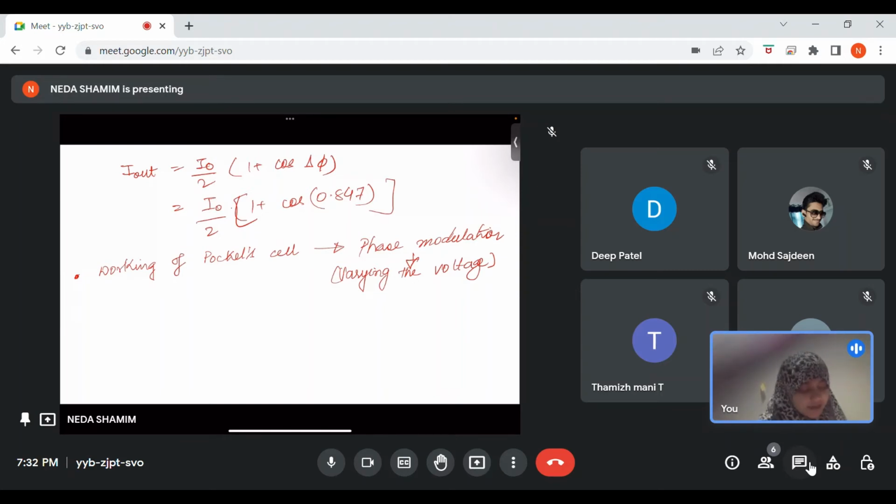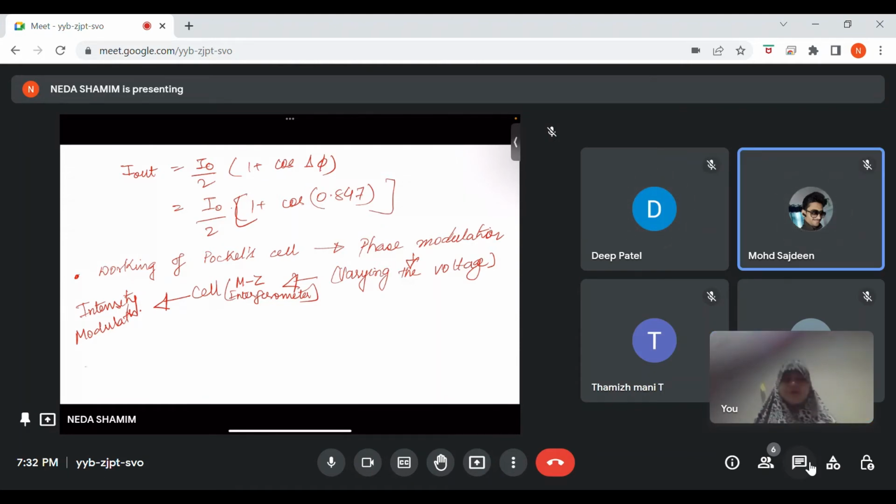Now put this cell in a Mach-Zehnder interferometer. Okay, and what will you be able to do? You will be able to do an intensity modulation. Okay, I hope you understood Pockel's effect with this question. Did you understand Pockel's effect with this question? Yes. Yeah, good. Very good.